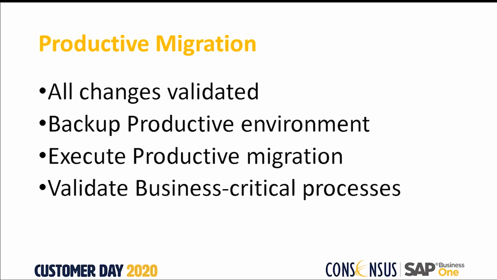All right, so the productive migration can be scheduled, like I said, after all the changes are validated. We'll back up the productive environment. We'll execute a new migration on that new copy, which has your latest data, so your company's up to date. Once that migration is done, you'll do a quick validation of business critical processes. Make sure you can add a sample sales order, like in a test company, on the now productive environment. Make sure you can cancel a document, make sure you can email, those kinds of things.